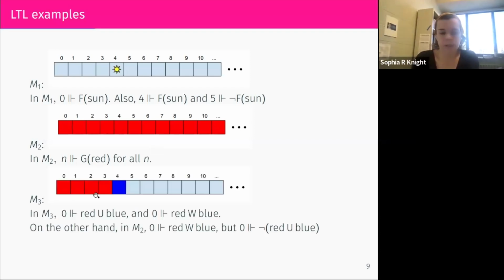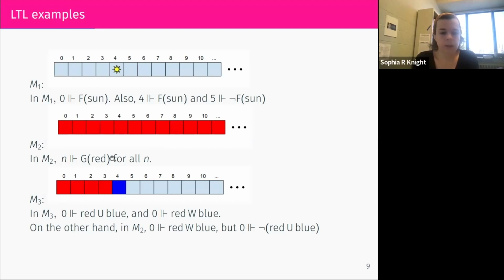This is M3. I showed you this one already because until is a little bit difficult to just read from the semantics. So again, 0 makes red until blue true. 1, 2, 3, and 4 all also make red until blue true. Also, red is weakly until blue true.